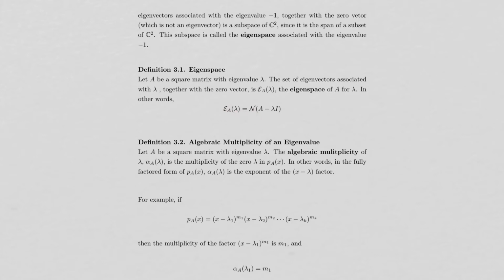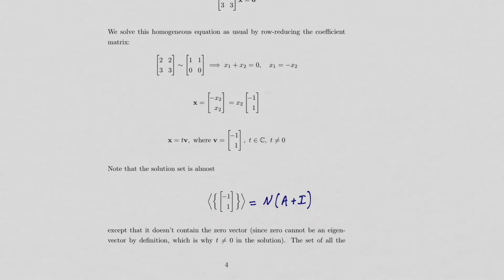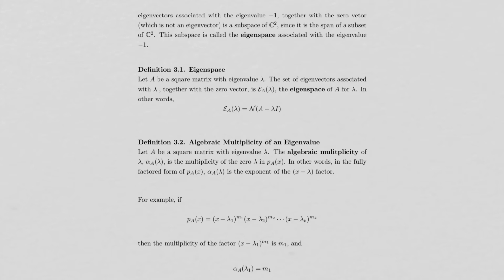And it's equal to the null space of A minus lambda I, which is what we just solved for previously. This is the null space of A plus I, or A minus -1 times I. And remember up here we had A minus lambda I. So in this case lambda is -1, and that just simplifies to A plus I, which is where we get this expression. All right. So that's what an eigenspace is. Now we're going to define a few more things before we come back to this example.